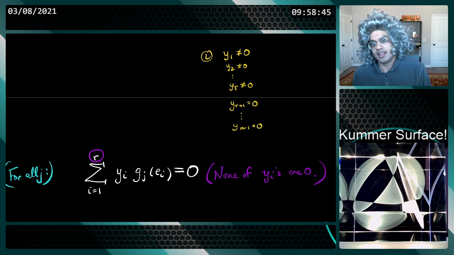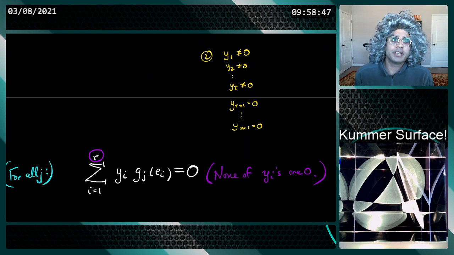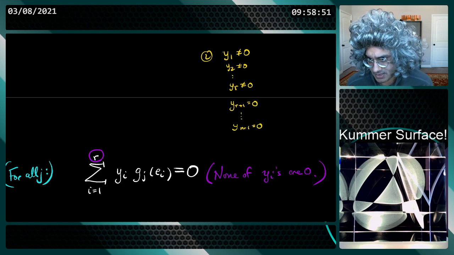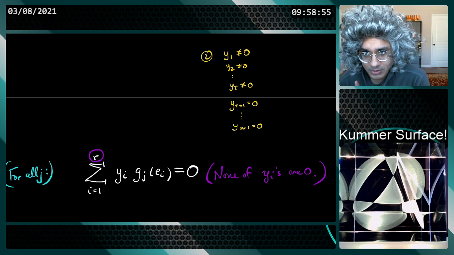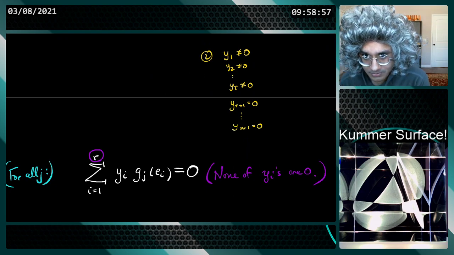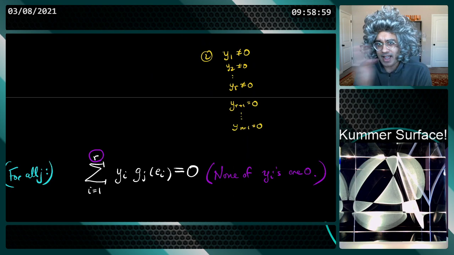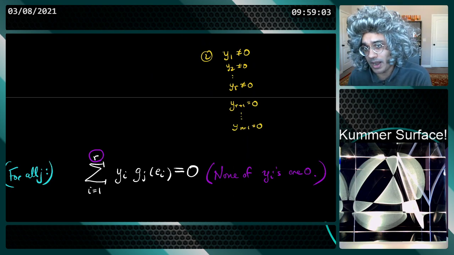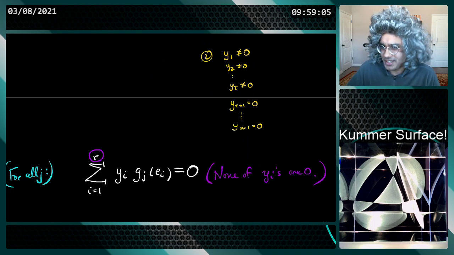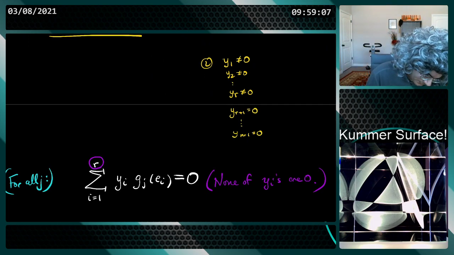I'm gonna do it some other way. I'm gonna do it my way. Since y1 is not equal to 0, we can actually divide out by y1 everywhere and assume that y1 is actually 1. Just do it.